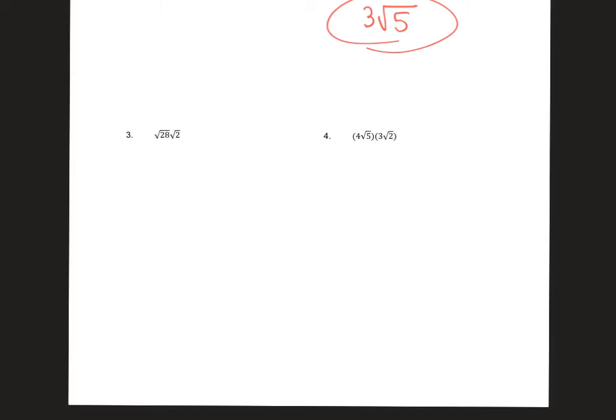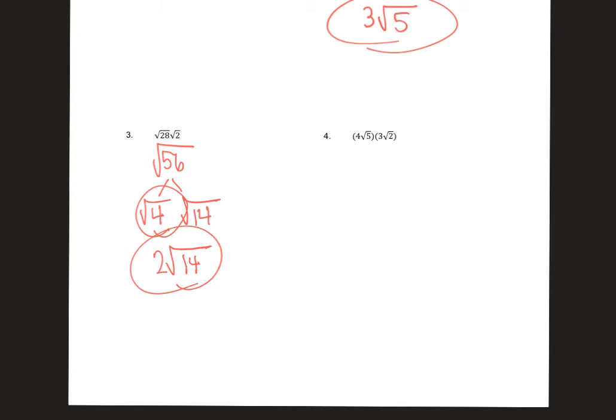So 28 times 2 gives me 56. Then I go from there. Divided by 49, 36, 25, 16, 9, 4. Root 4, root 14, turns into a 2 root 14. And I'm all done. Now, here's what I was talking about with the inside and the outside with the outside.